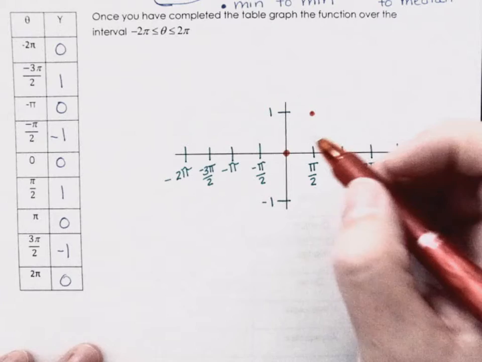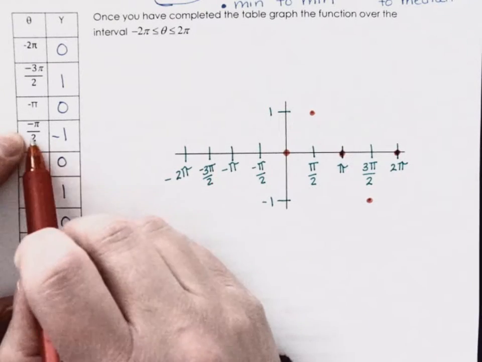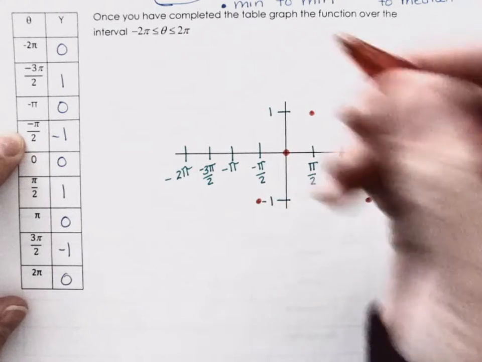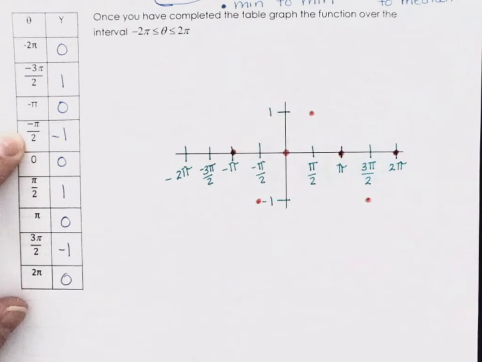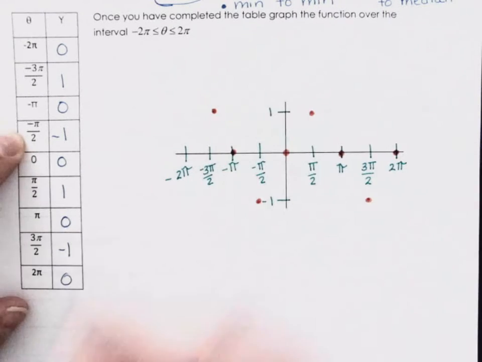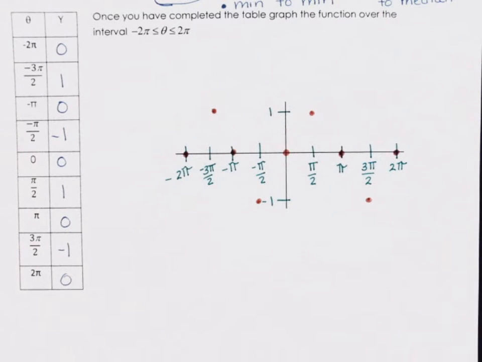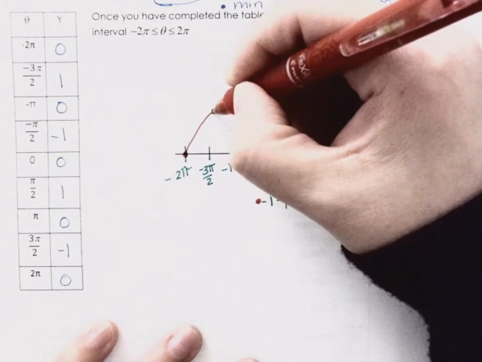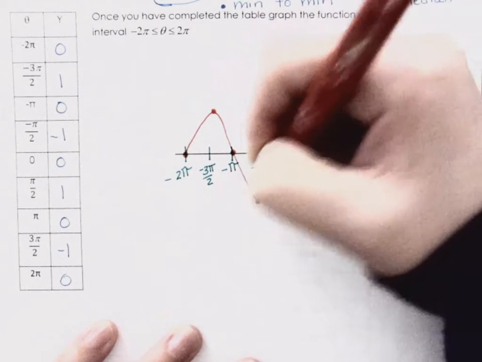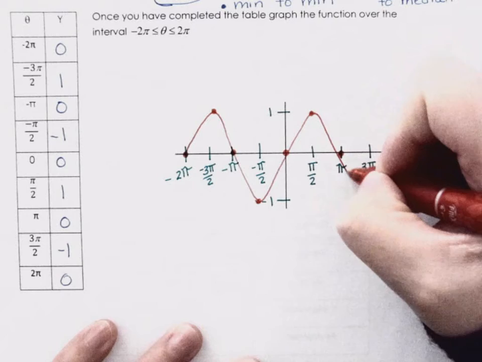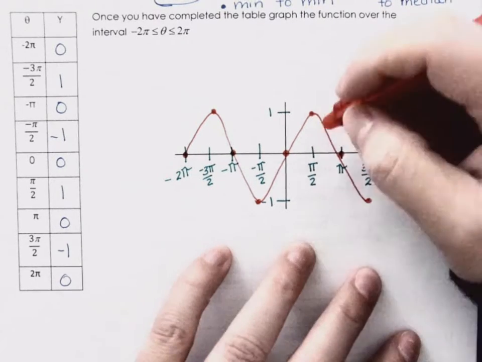Okay, so let's keep going. So at negative pi over 2, I'm at negative 1. At negative pi, I'm at 0. At negative 3 pi over 2, I'm back to the 1. And then I end there. That's a lot of dots. And so if we connect those dots in the order that we graph them, oh, that was a bad line.